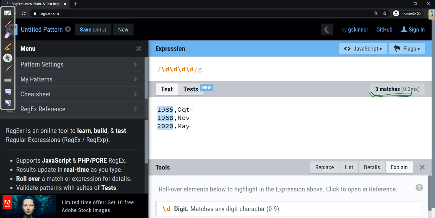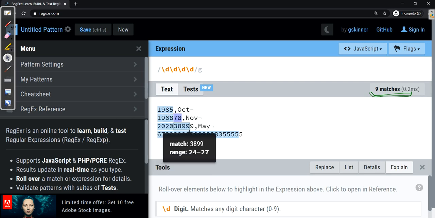What if I write here, let's say, 783899, I'll take another one, 6739955. Now here we can see sometimes 7, 8 is left, 9 is left, 5 is left, and there are 9 matches, and there is no such requirement here, and this is looking so clumsy. So what we can do, we can make use of repetition meta characters.